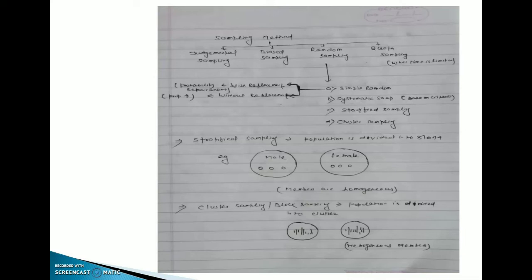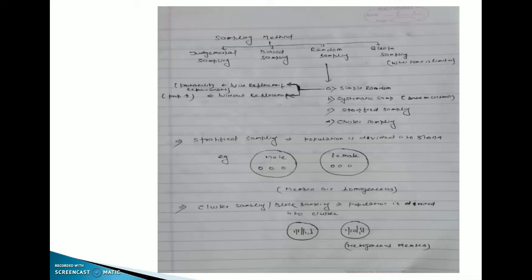And the most important sampling that we must focus on is random sampling. Okay, random sampling is of 4 types: simple random, systematic sampling, stratified sampling, and cluster sampling. Simple random sampling is of 2 types, that is with replacement and without replacement.